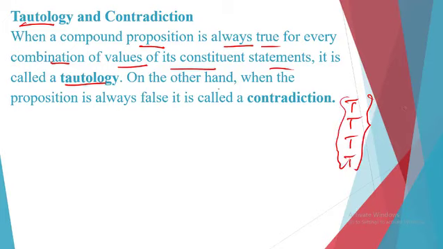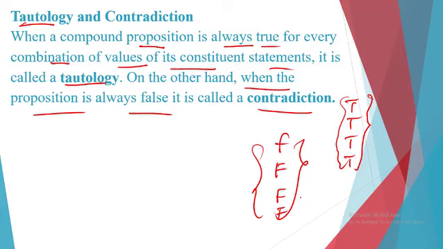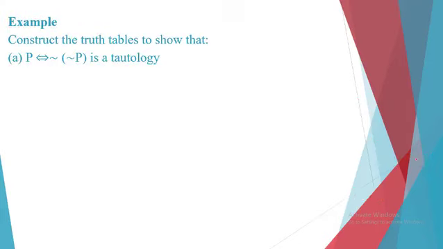On the other hand, when the proposition is always false, it is called a contradiction. When we have our final answer to be F and F, then this is what we call contradiction. It is contradiction when it is false throughout, and it is tautology when it's true throughout. So bear these two things in mind as we go ahead. Let us take some examples.